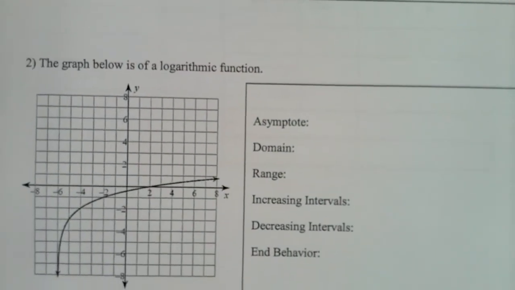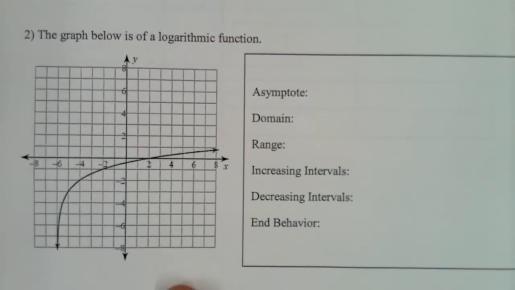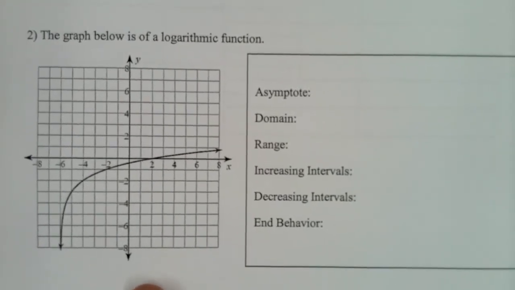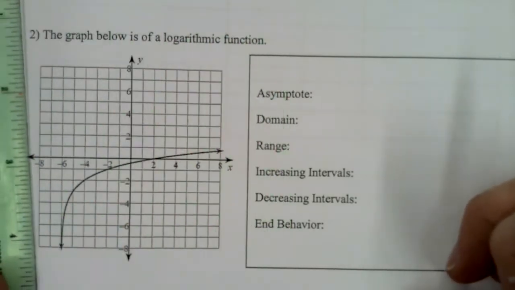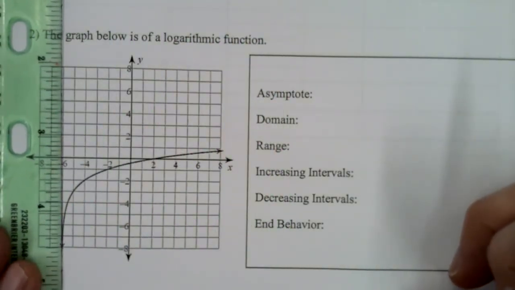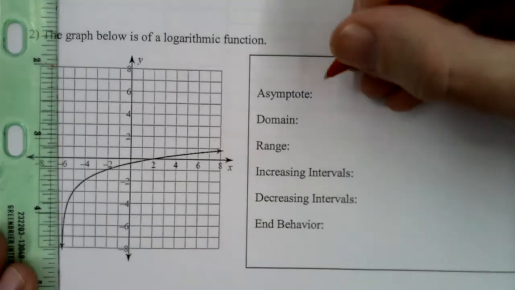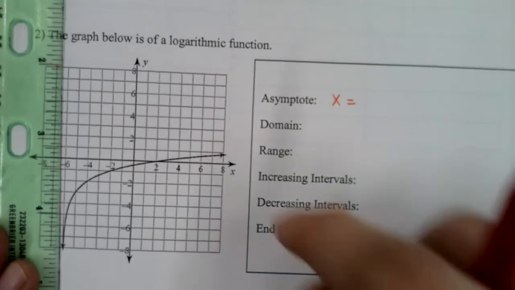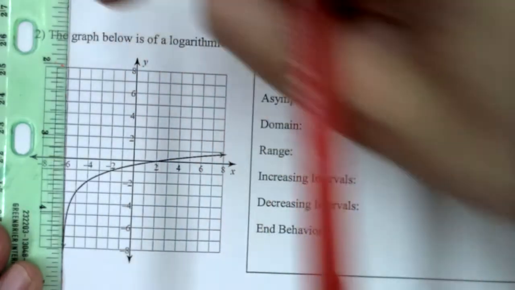The graph below is of a logarithmic function. So again, I'm not telling you that for no reason. I'm telling you that so that way you know that this one's going to have a vertical asymptote, not a horizontal asymptote. This one's going to have a vertical asymptote because it's a logarithmic function. And the equation for that is always x equals a number. The number is -6.